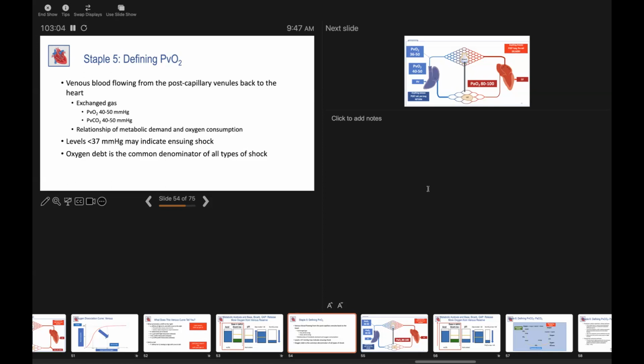Anytime your PVO2 is less than 37, it means your patient is using a huge amount of oxygen, and you are not supplying adequate delivery. So the patient has to use more, so their SpO2 will be down, their PVO2 will be down, but the PVO2 is actually a better predictor of how sick that patient is. Okay? That's really, really profoundly important. All right.